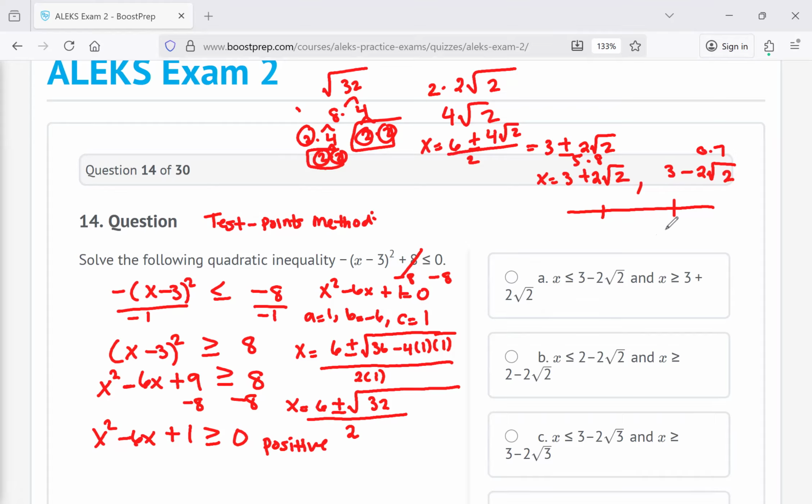So what you want to do is put the larger x value to the right. So this is 3 plus 2 square root of 2. And then the smaller x value on the other side. So we have 1, 2, 3 regions we've got to test. So what equation are we going to put it in? We're going to put it in this one right here.